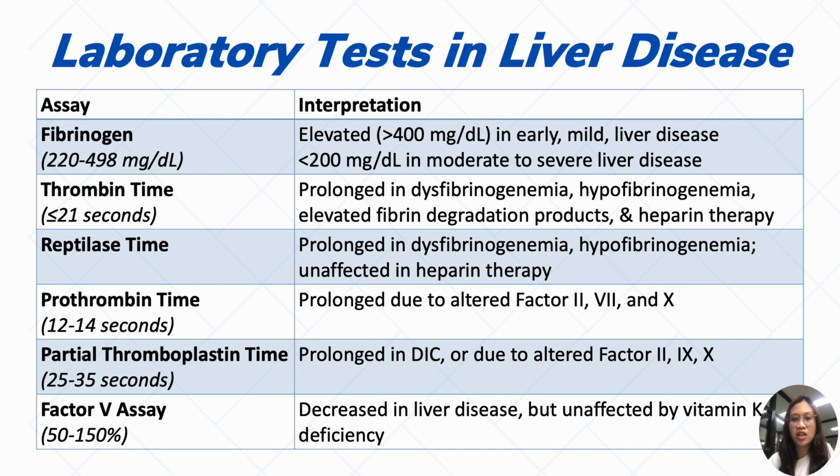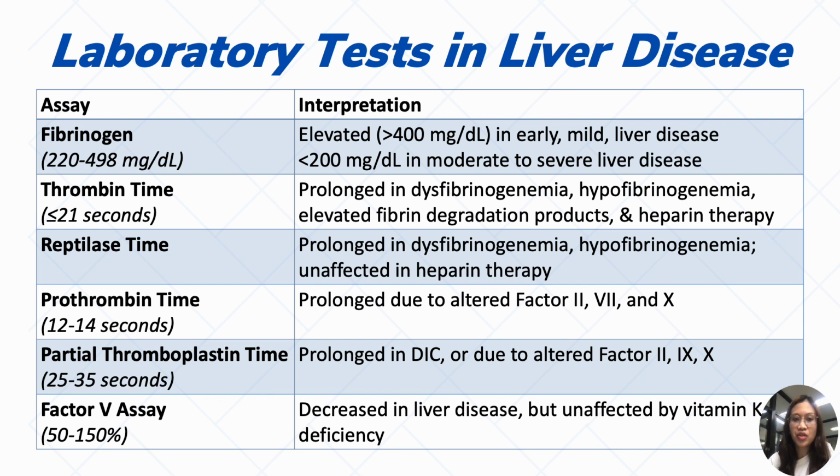Thrombin time is a screening coagulation test designed to assess fibrin formation from fibrinogen in plasma. Thrombin time is prolonged in the presence of dysfibrinogenemia, hypofibrinogenemia, and in the presence of elevated fibrin degradation products. Take note that thrombin time is affected by heparin therapy. Additionally, reptilase time is also prolonged in dysfibrinogenemia, but it is unaffected by heparin therapy.